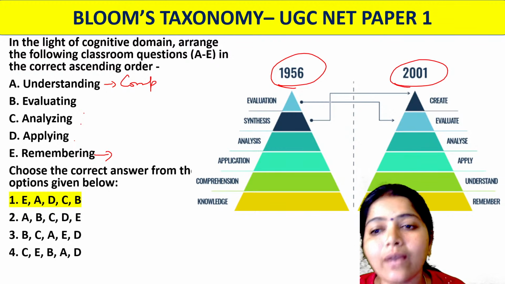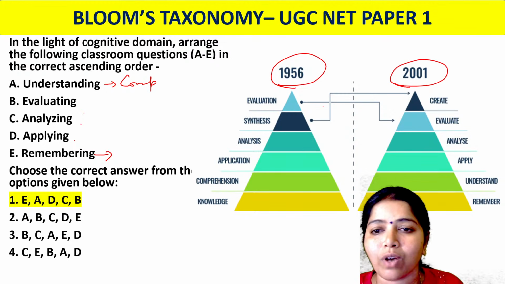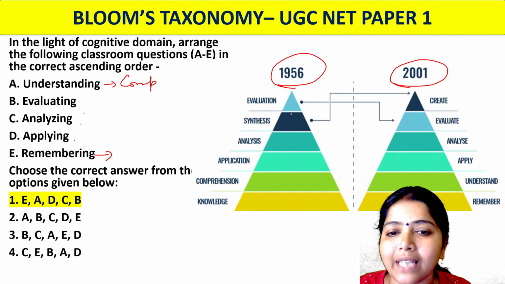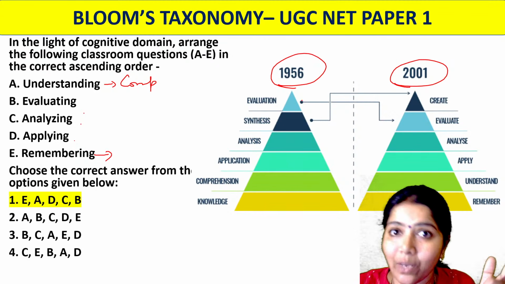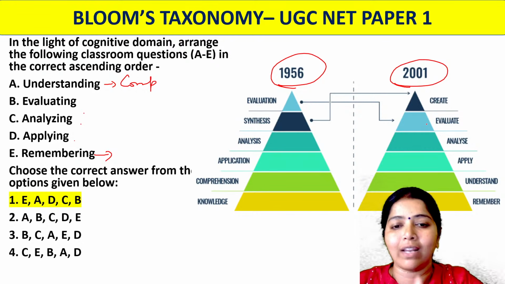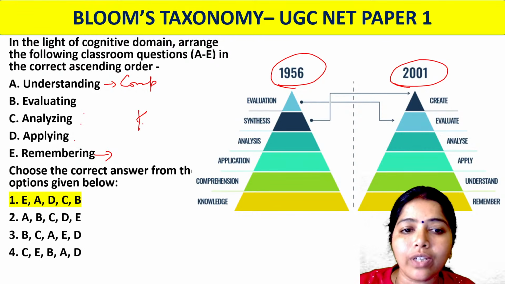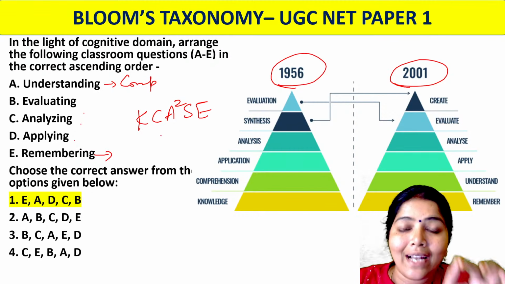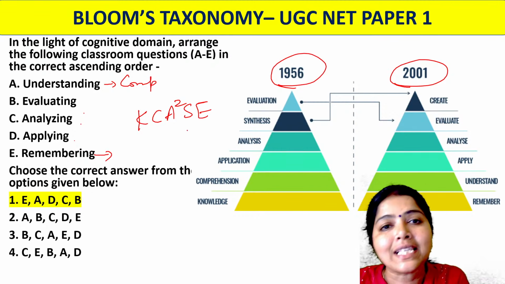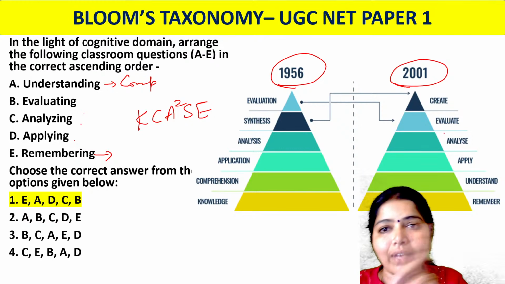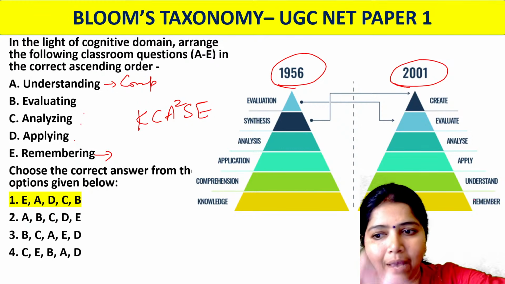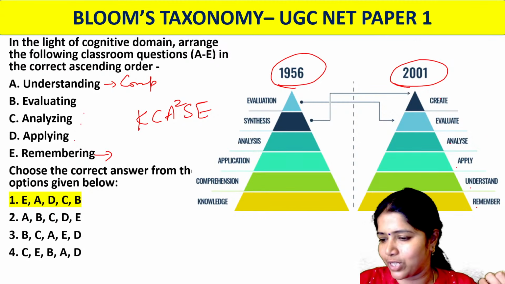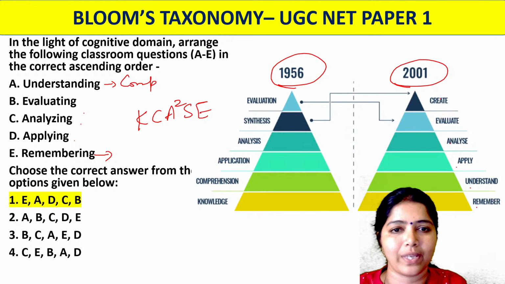Then in 2001, it was revised in terms of the last two stages being shifted. See here, synthesis is taken as creation, and evaluation is brought down to this level. Am I clear, learners? You can note it down. KCA squared SC: Knowledge, comprehend, apply, analyze, synthesis and evaluate. On this side comes the same: remember, understand, apply, analyze. Only the last two will be switched. Clear? Very good. Next question.